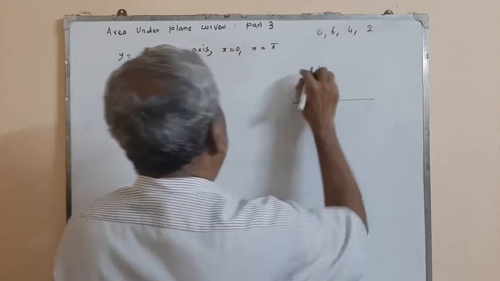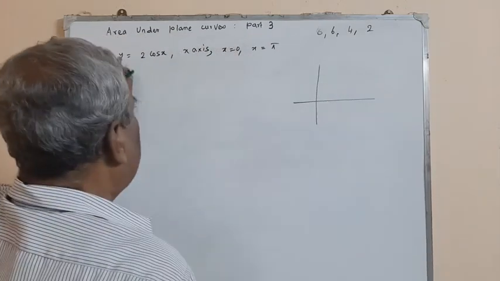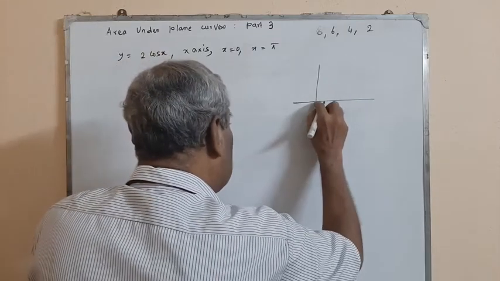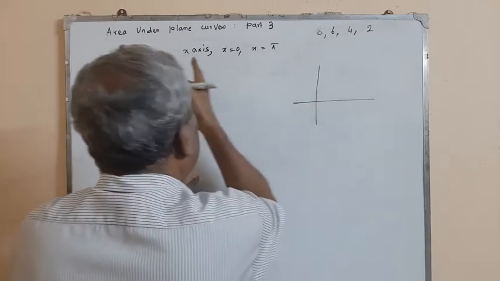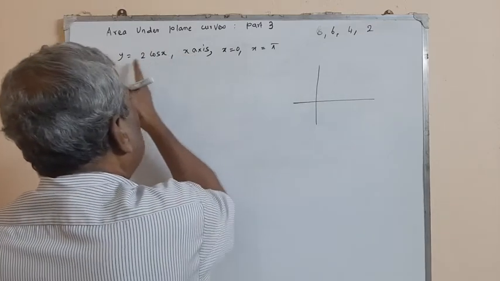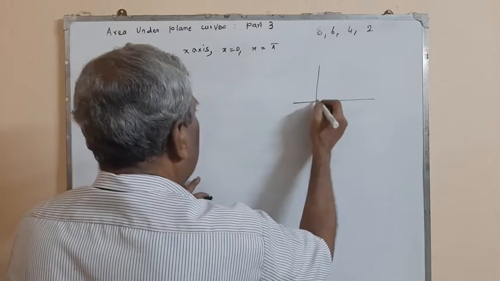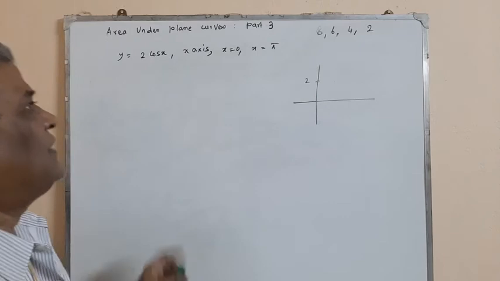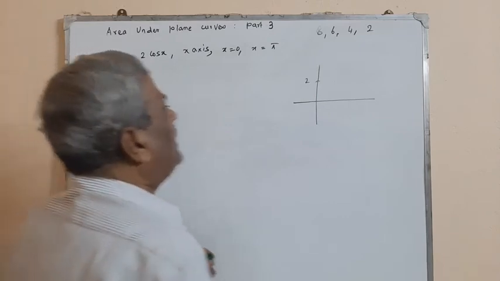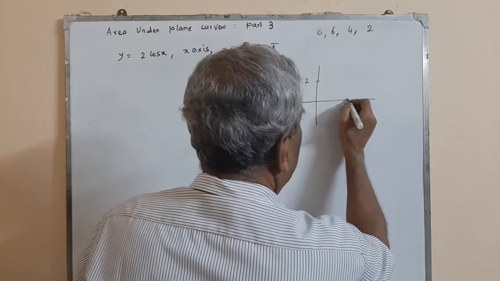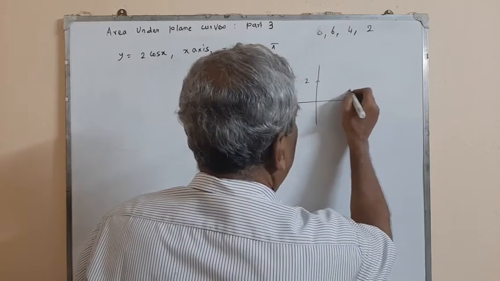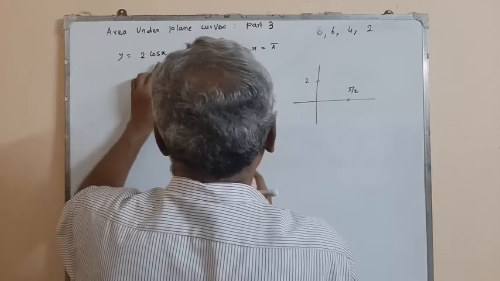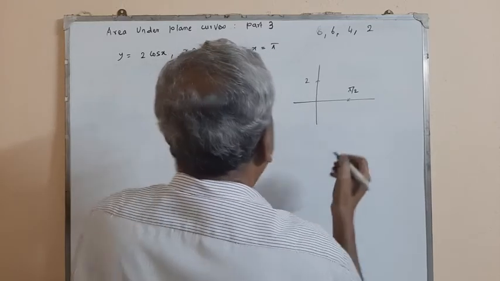Suppose this is the x-axis and y-axis. y is equal to 2 cos x, compared with y is equal to cos x. At the point x is equal to 0, cos x is 1, but here y is equal to 2 cos x, so at x is equal to 0 this is 2. It starts from here. At pi by 2, it becomes 0. And at x is equal to pi, cos is minus 1, so it is minus 2.